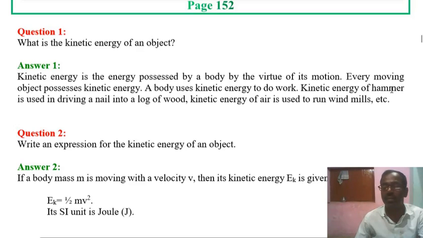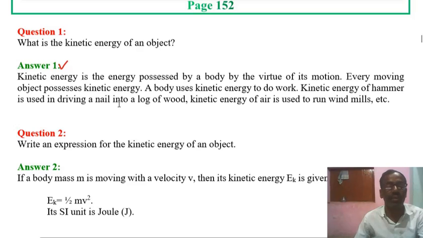Kinetic energy of a hammer is used in driving a nail into a log of wood. Kinetic energy of air is used to run windmills, etc. So, the ability of a body to do work due to motion is said to be the kinetic energy, and it is generally denoted by capital KE, and the numerical value of kinetic energy is 1 by 2 mv square.